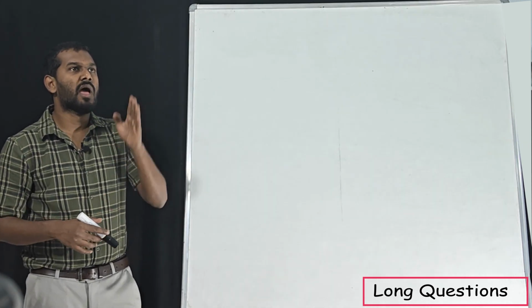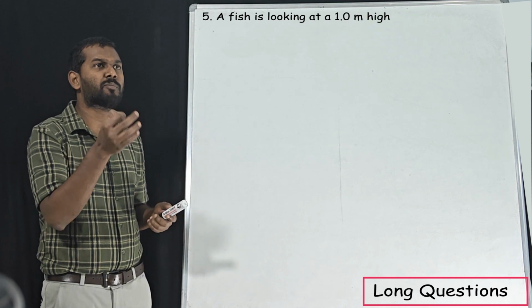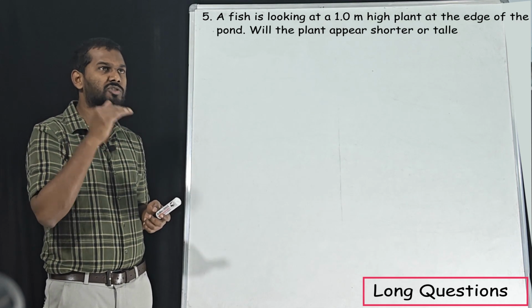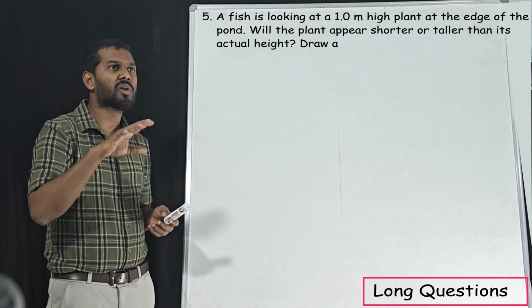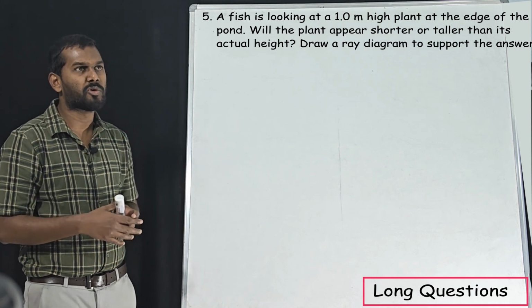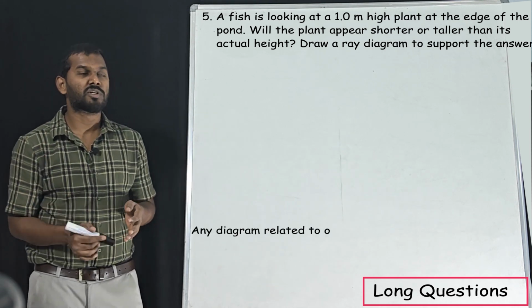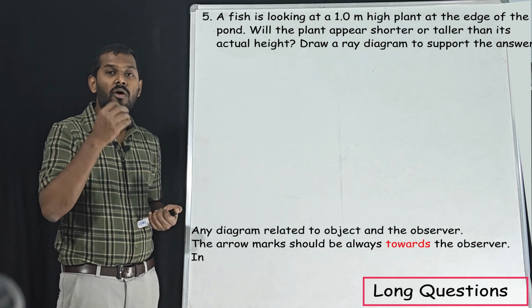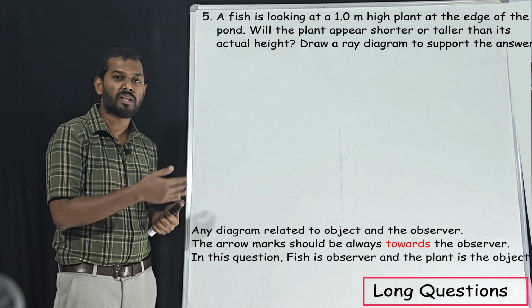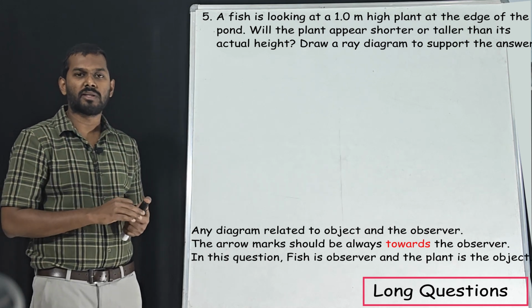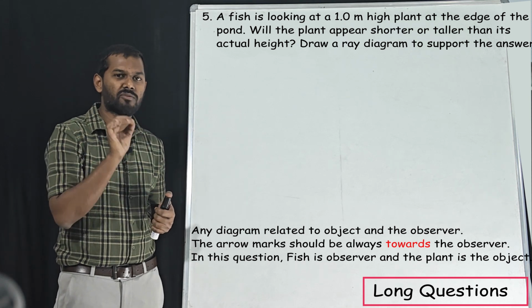Our next question: a fish is looking at a 1 meter height plant at the edge of a pond. Will the plant appear shorter or taller than its actual height? Draw a ray diagram to support your answer. See, the complete height of the plant is 1 meter. In this question, the very important concept is where the ray is coming from, whether it is coming from the pond or it is coming from the plant. Very important thing.